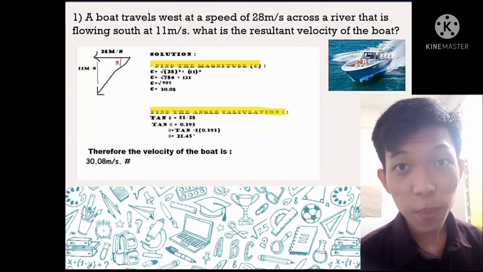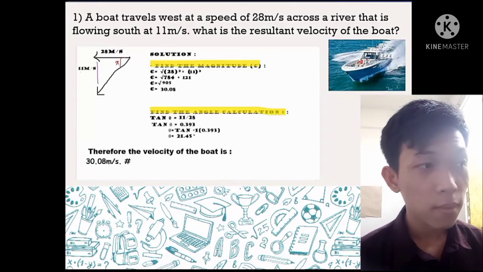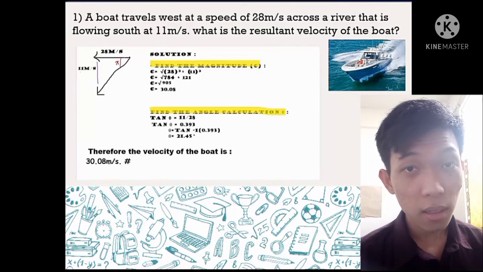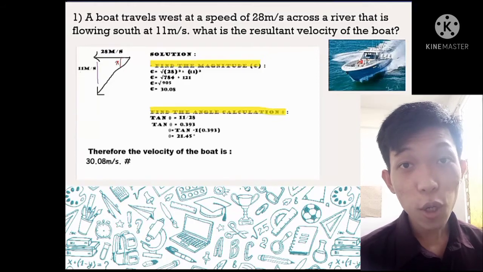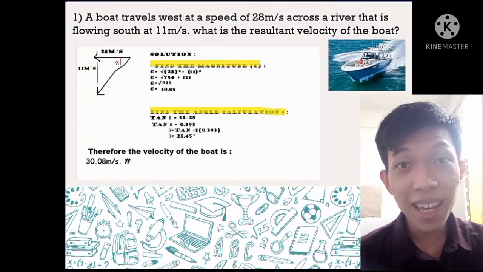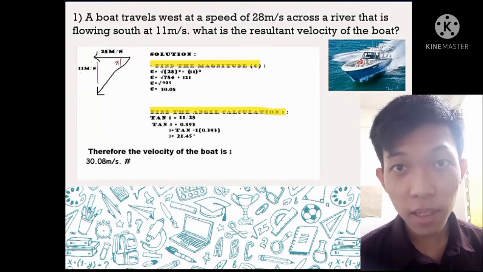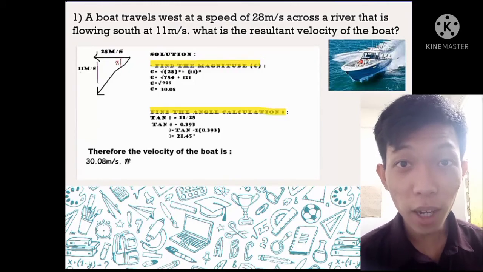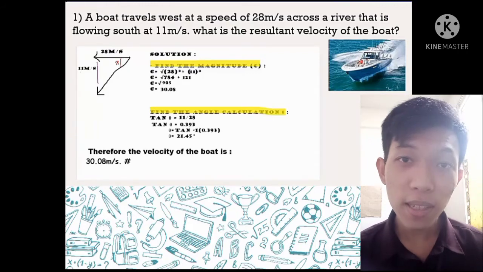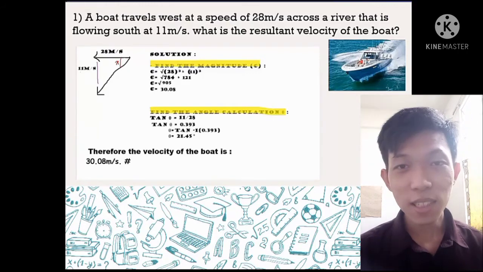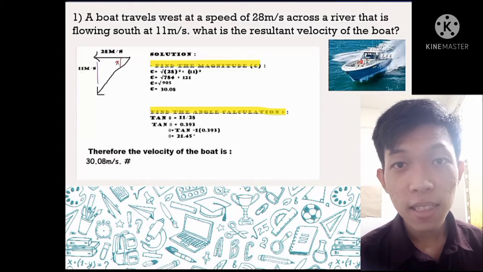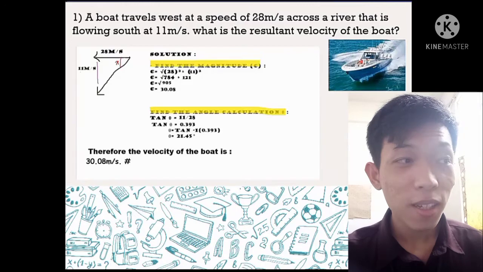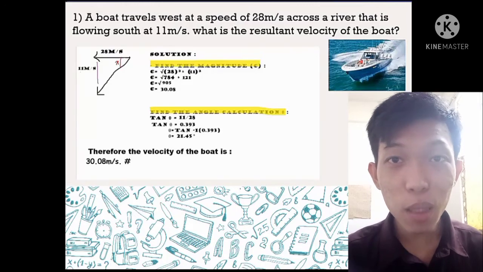Next, find the angle calculation. Tan theta equals 11 per 28, tan theta equals 0.393. Move tan to the other side so it becomes tan^-1. Tan^-1 of 0.393, and the answer is 21.45 degrees. Therefore, the velocity of the boat is 30.08 meters per second.